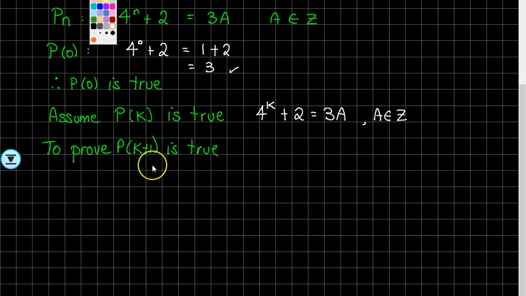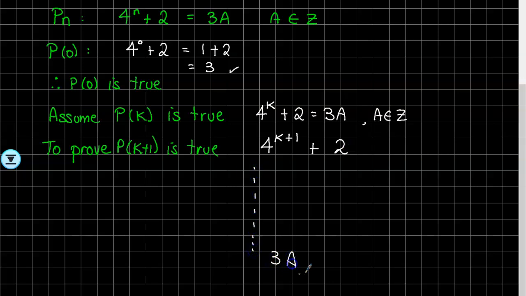So k plus 1, all we do is wherever n was, we're going to replace it with k plus 1. So we want to prove that 4 to the k plus 1 plus 2. And what we're trying to do is show that this is 3 times something. Right?